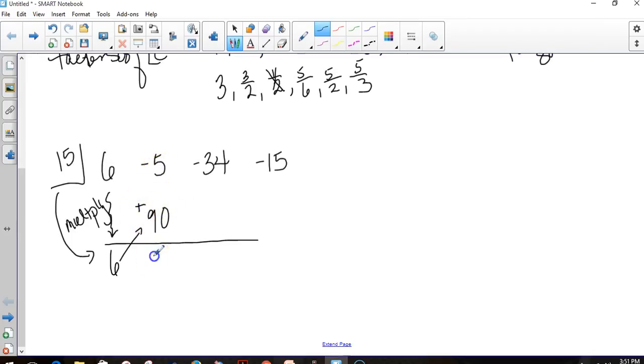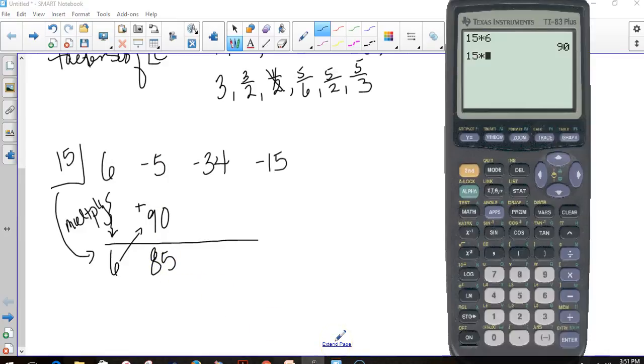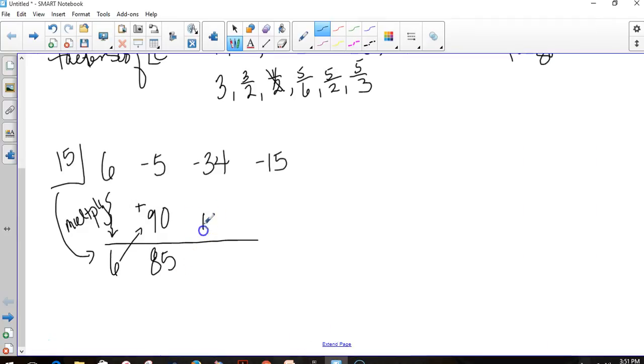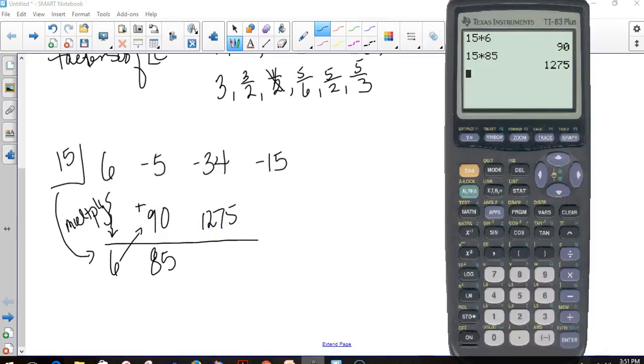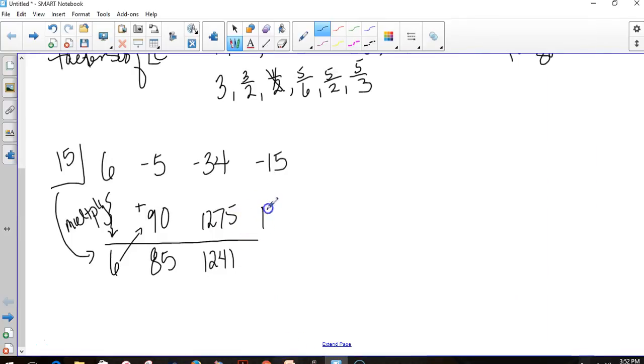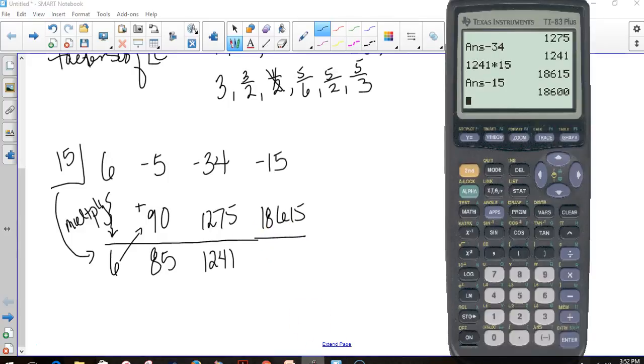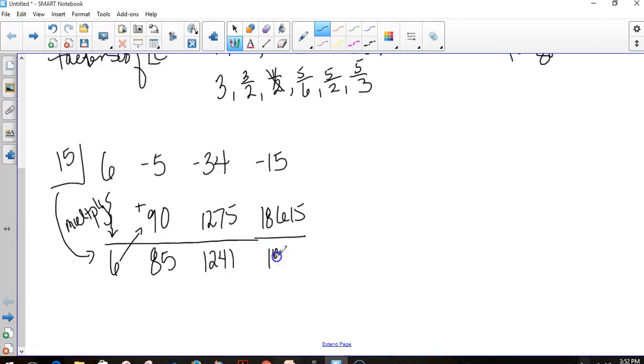So a negative 5 plus 90 is 85. And then repeat. So now 15 times 85 is 1275. And 1275 plus a negative 34, I'll say minus 34, is 1241. So 1241 times 15, 18,615. Plus a negative 15, so minus 15, I get 18,600. This last number back here is what we're looking for.